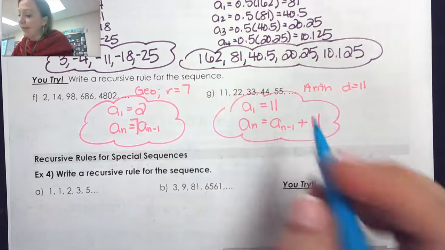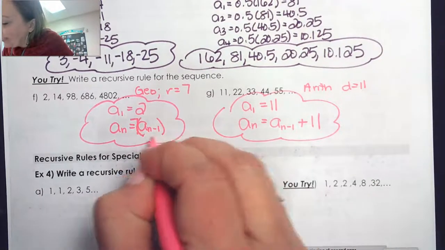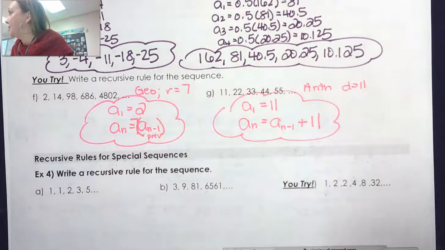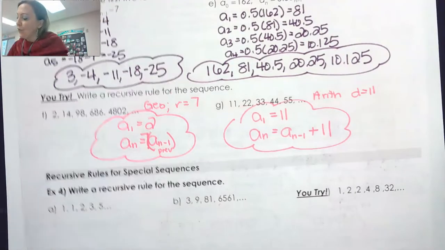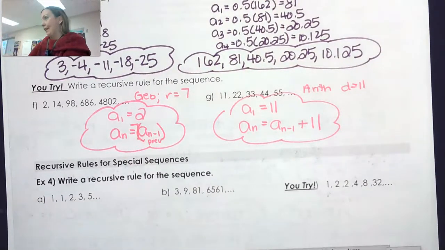Oh, the a sub n minus 1, remember that this thing right here represents the value of the previous term. So that a sub n minus 1 is saying that's the value of the term that came first. Does that make sense? Okay.